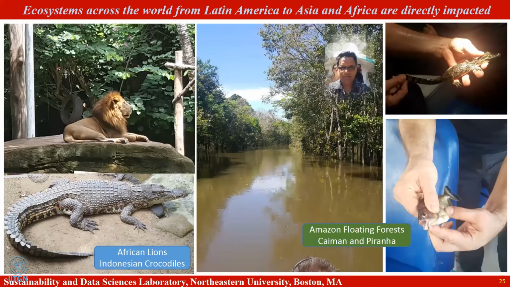I have some photos here from our visits in Indonesia and the Amazon. This, by the way, is the fish piranha. Many of you may have heard about that. And this is a baby caiman. Caiman is a kind of crocodile that's found in the Amazon forest. And this is what's called a floating forest.